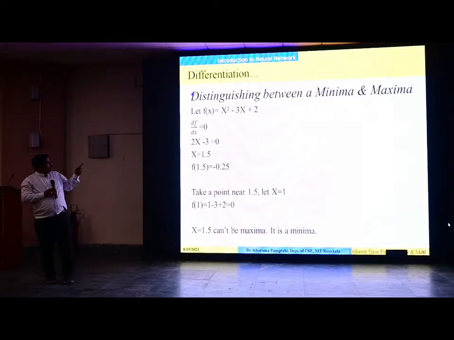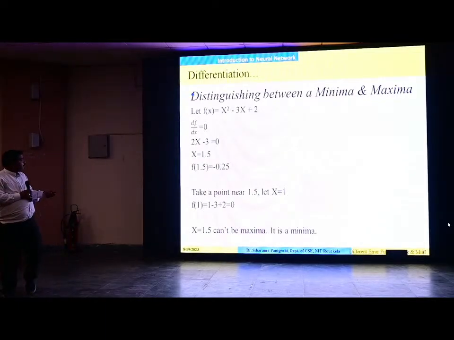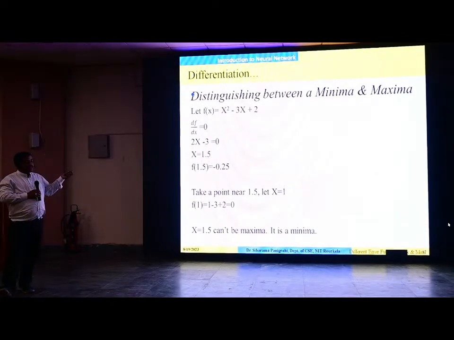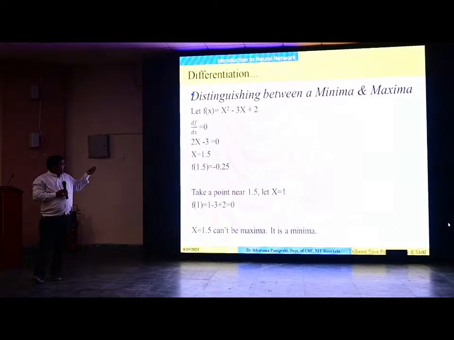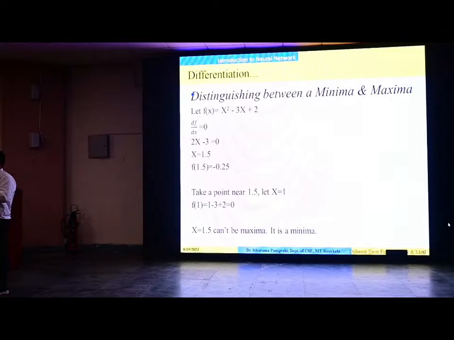Distinguish between minima and maxima. Okay, so let f of x equal to x square minus 3x plus 2. Let me take a function. df by dx equal to 0 means I want to equate the derivative to 0. So whatever value I get may be a maxima or a minima, right?